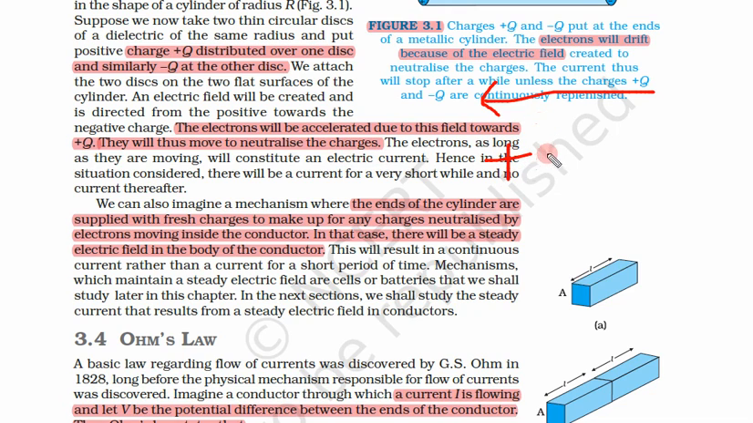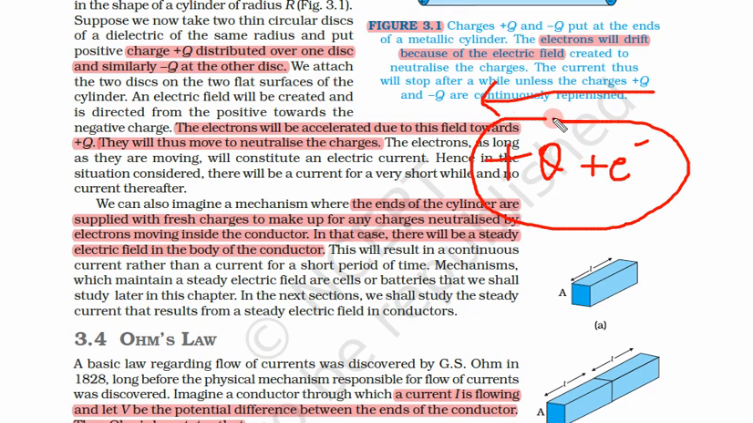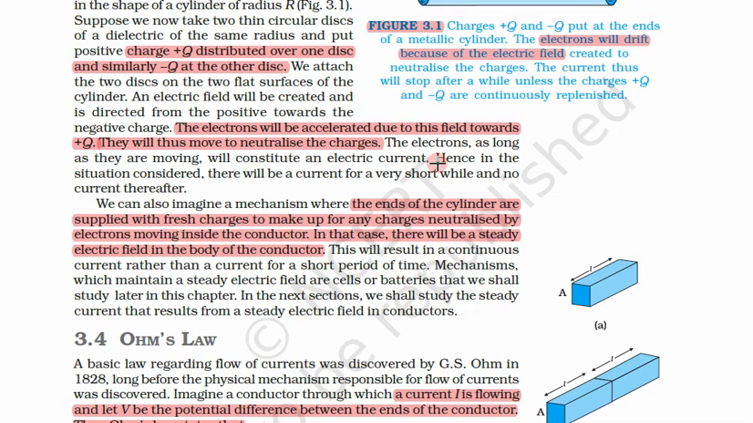What will happen? This positive Q charge will be neutralized by the electrons because electrons are negative and this charge is positive. As the number of electrons is sufficiently large to neutralize this positive charge, there will be no charge left and the current will stop. So the electrons, as long as they are moving, will constitute an electric current, because we know that for electric current we need the charges to be moving. Hence in the situation considered, there will be a current for a very short time while no current thereafter.